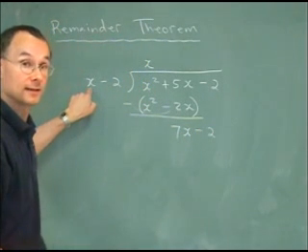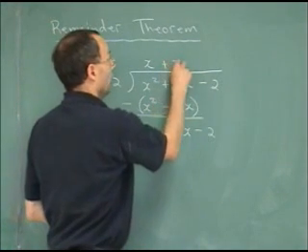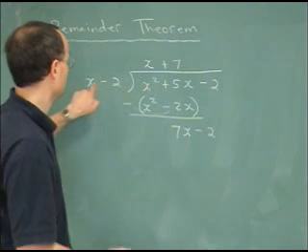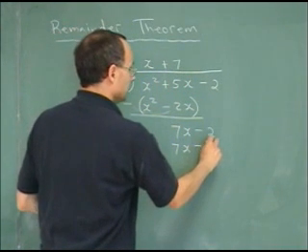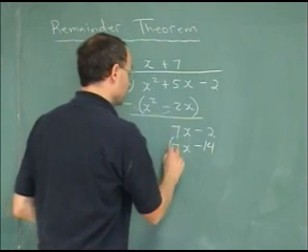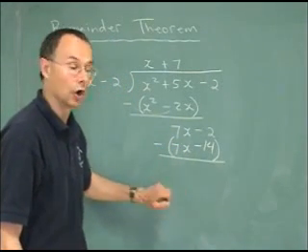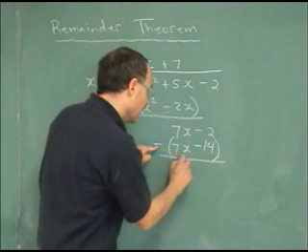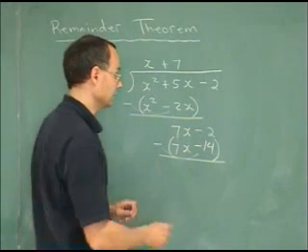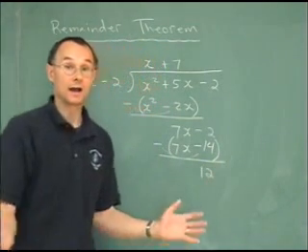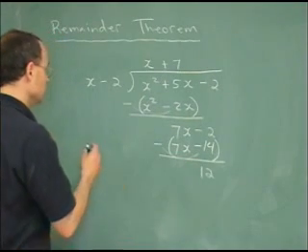And again, we look at the x and ask ourselves, x times what makes 7x? Positive 7. So 7 times x, 7x. And 7 times negative 2 is negative 14. We put brackets around these guys and subtract. 7x minus 7x is gone. Negative 2 minus negative 14, so double negative. So negative 2 plus 14 is 12. And that's where we stop. That's our remainder.